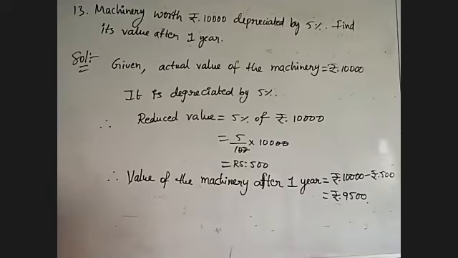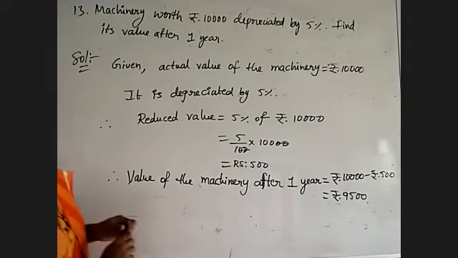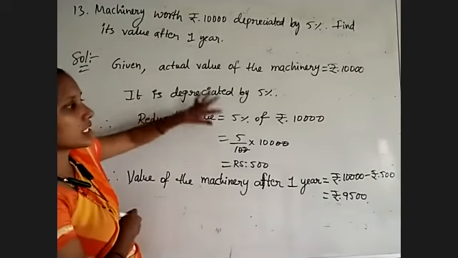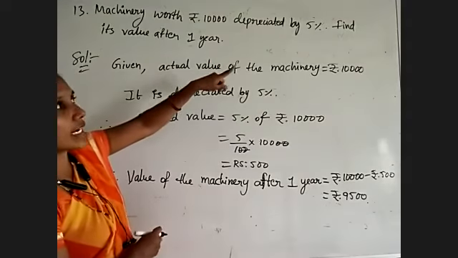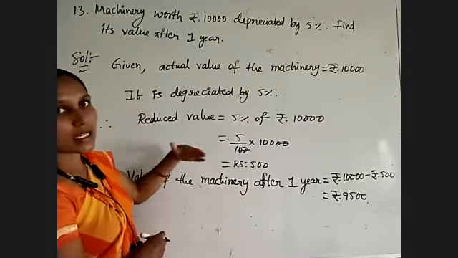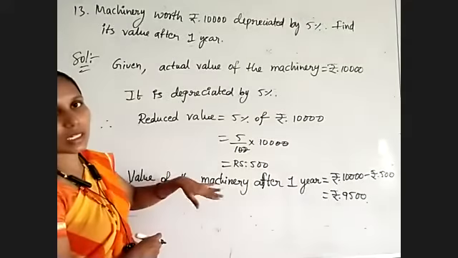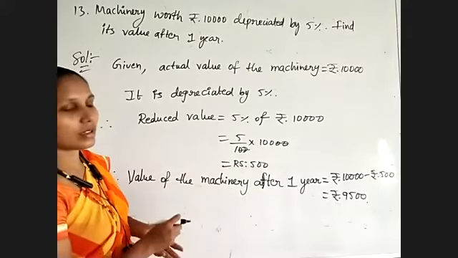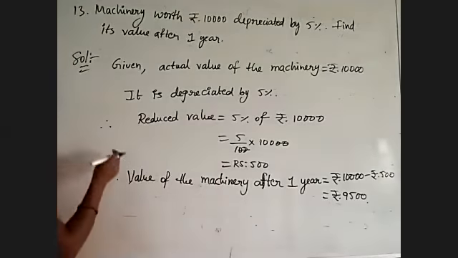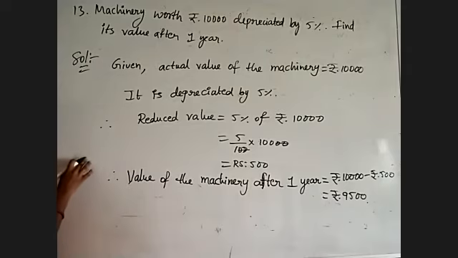See, this same question we can solve by simple interest also. We can simplify by using simple interest also. Observe this. Here, original value is the principal, that is 10,000. Rate of interest is 5%, and T is 1. Find out interest, and after that we need to find out the value only. So instead of amount, it is principal minus I.